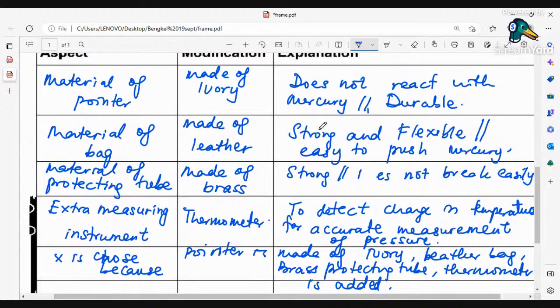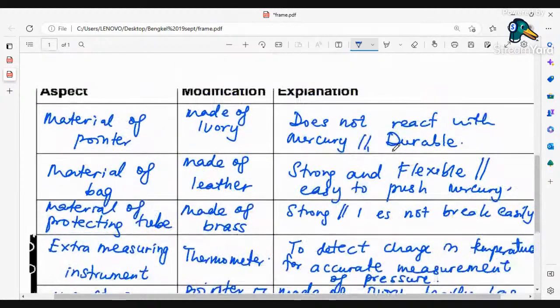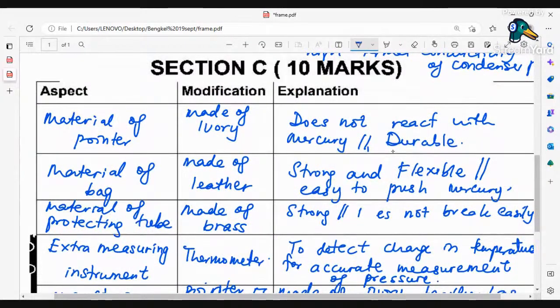Okay, normally I suggest to write in table form. Three columns. The first column aspect, second the modification made, and explanation. This is not modification. Okay, I want to write for section B first. Number 10. This is the characteristic. Okay. I want to know the reason.